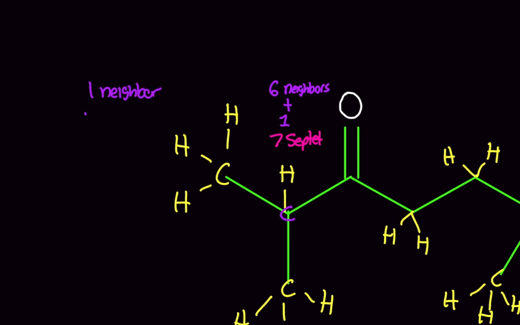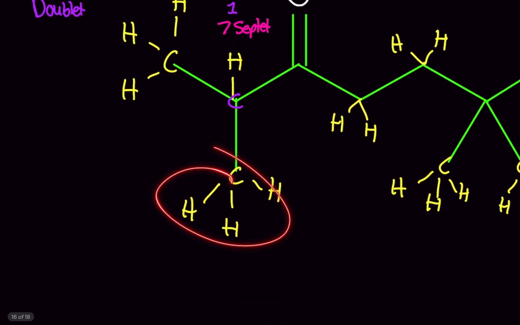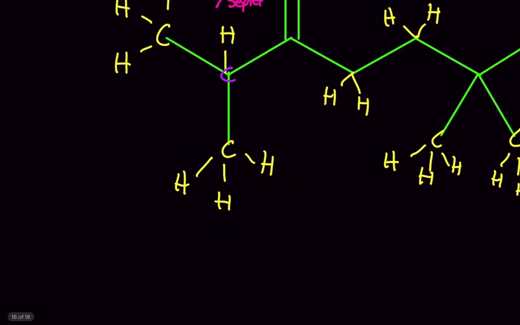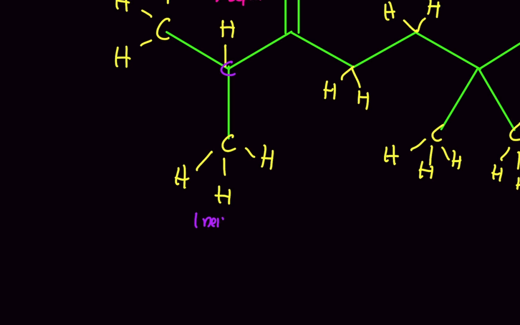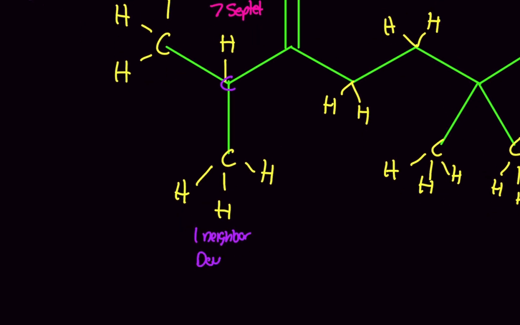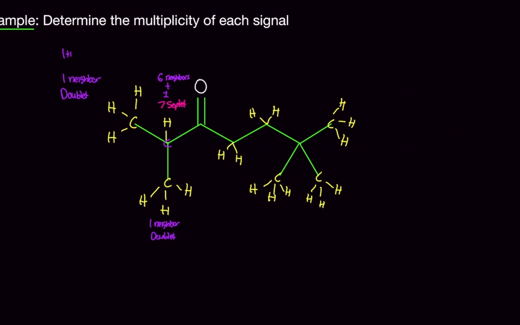And this is a doublet. It's 1 plus 1. Same for this one, because we start from the hydrogens, right? We have 1 carbon, 2 carbons, and we have 1 neighbor. We cannot go here because this is 3 carbons. So this is the same thing. 1 neighbor, doublet. Sweet.